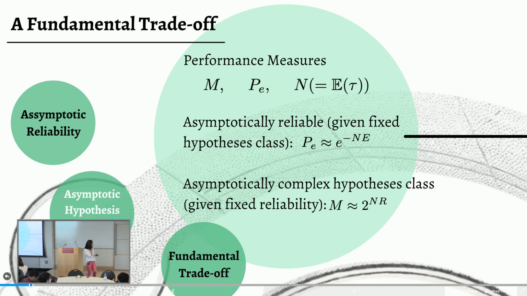So one thing we noticed is that you have three performance measures in this problem. You can ask yourself how many hypotheses I have to disambiguate, that's M. Because the world is noisy and we live in a Shannon theoretic view of the problem, I might not be able to make a decision with full certainty, so I'm going to be happy with some target error probability. If I give you an answer with this error, you'll be happy, 10 to the minus 3, 10 to the minus 6, whatever your design parameter is.